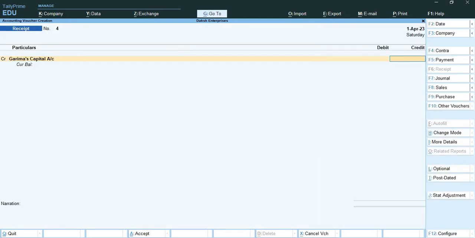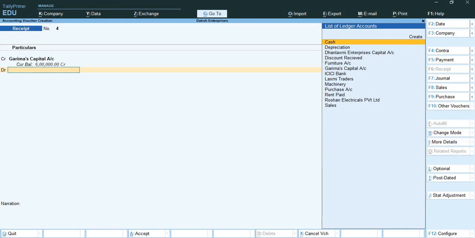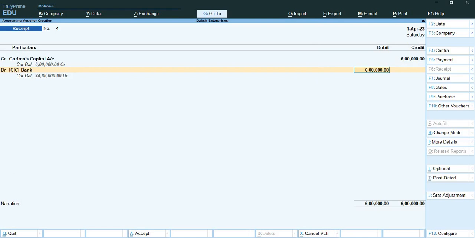So I'll simply press Ctrl plus A, and they have invested 6 lakh rupees. So I'll manually enter 6 lakh over here, sorry, 6 lakh, and debit my ICICI Bank. Alright.